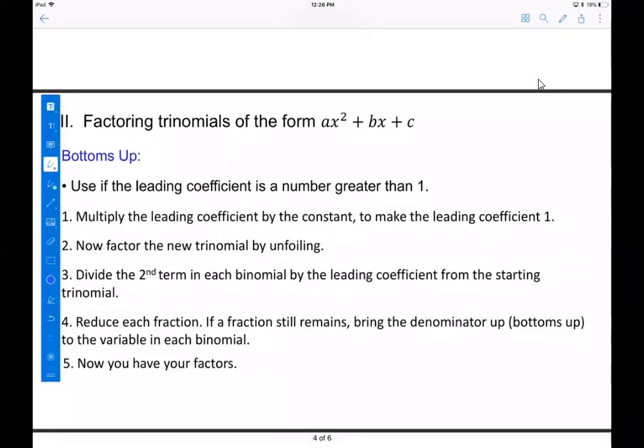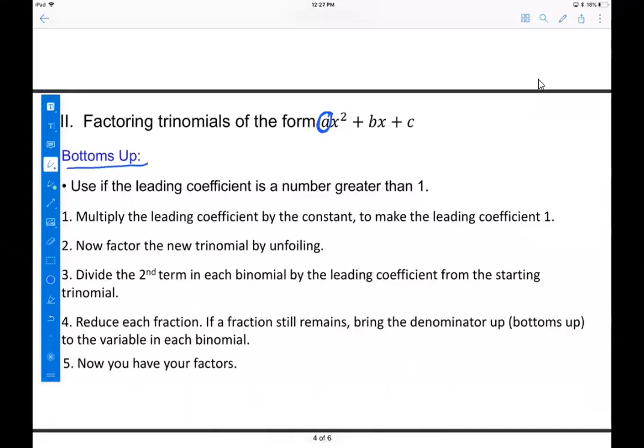All right, what if we have a trinomial, but this time the leading coefficient is not 1, it's something other than 1? We use what is called bottoms up, and we use it if the leading coefficient is a number greater than 1. So we're talking about this number here. All the ones that we just did all had 1s in front.